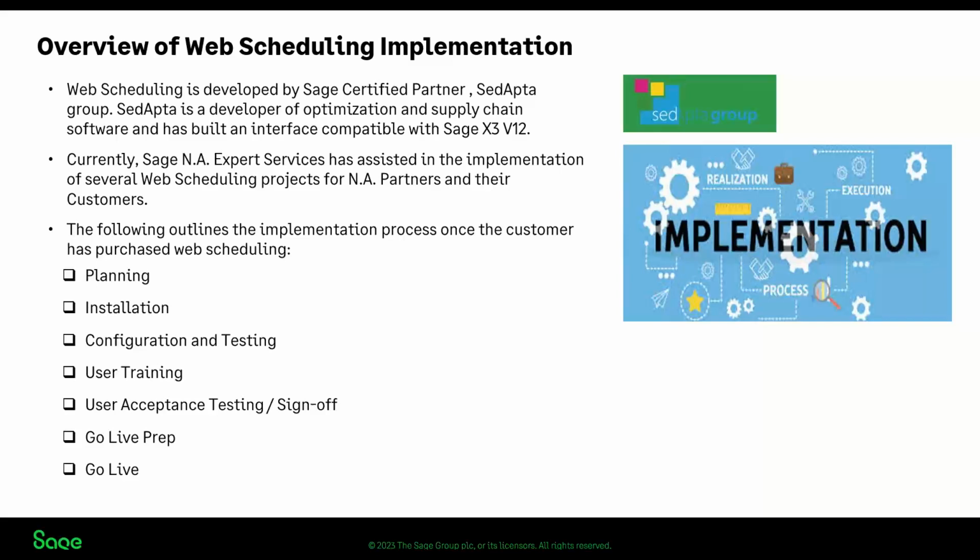Some of the steps that we go through are very typical of a regular implementation obviously, but just specific to web scheduling. We have our planning phase, we have installation, configuration and testing, acceptance testing, user training. We go through a go live prep and then actual go live. And I'm going to go into a little bit more detail in the next slide. So if you can continue on there, Clark.